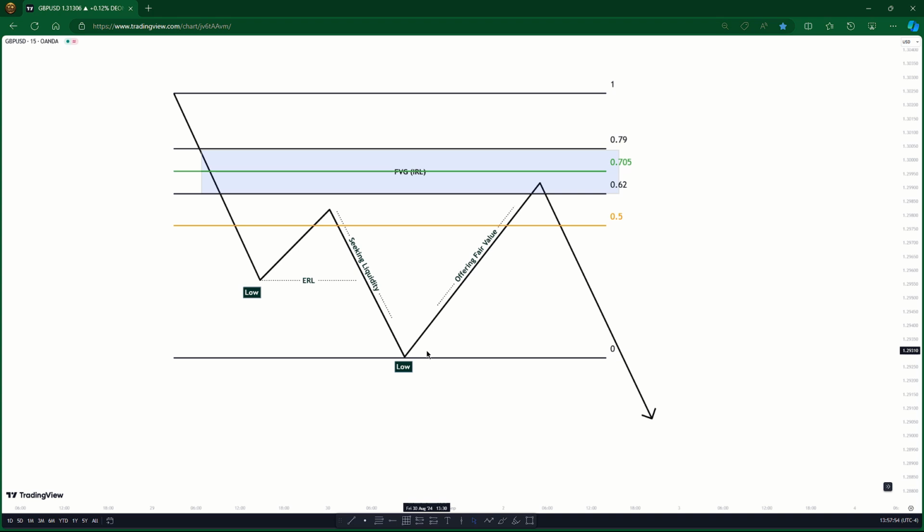Another thing: there can be other internal fair value gaps just here. I think maybe I'll make another video on that. You also definitely are going to have internal swing highs and swing lows. The market doesn't move this smoothly. It's never this smooth. Let's go to the real chart now.